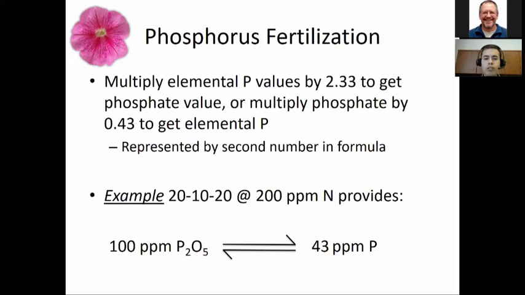And in a commercial fertilizer formulation, phosphorus or phosphate is represented by the second number in the formula. For example, in 20-10-20, the 10 represents phosphate. And if you were to mix that at 200 parts per million nitrogen, it would provide 100 parts per million phosphate or 43 parts per million phosphorus.